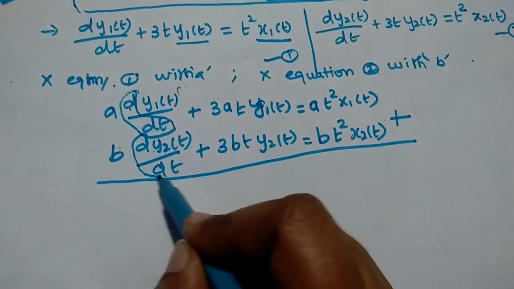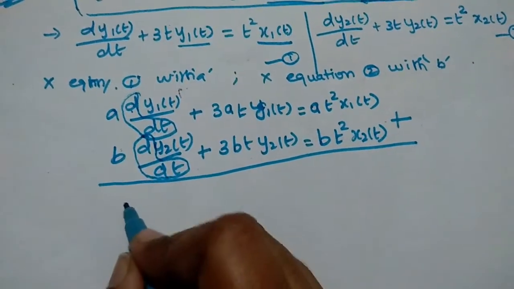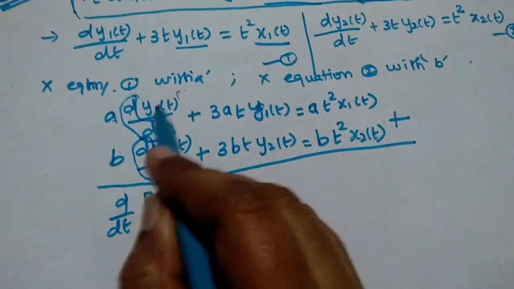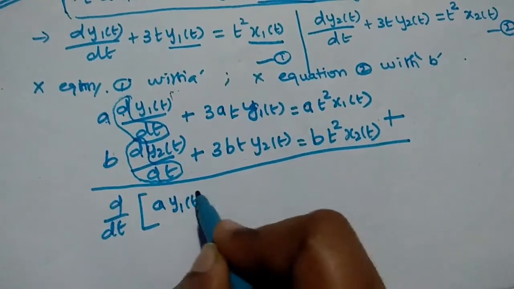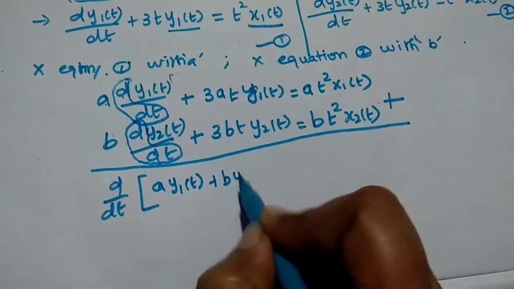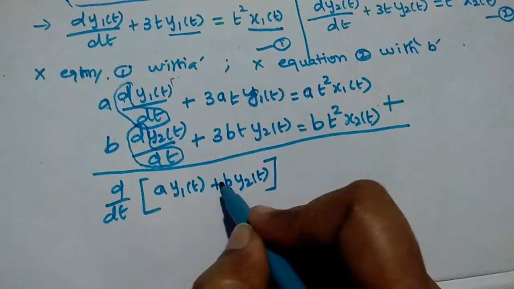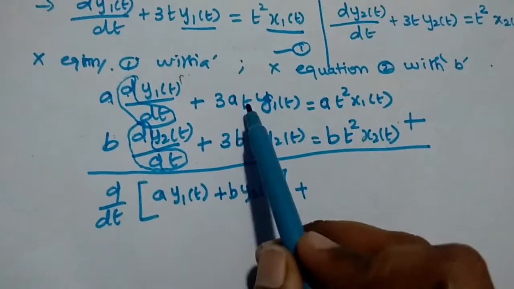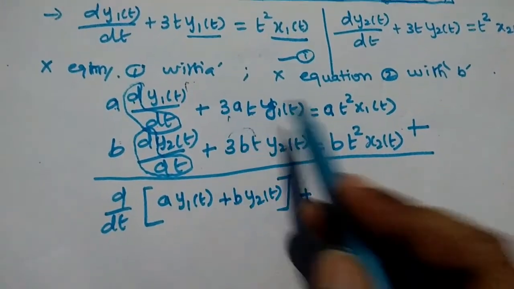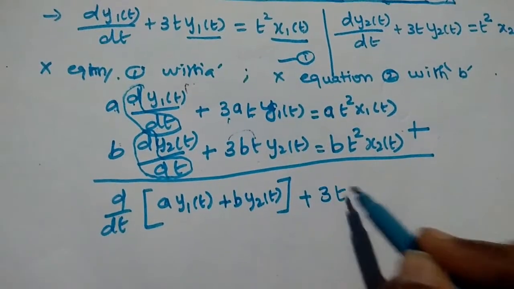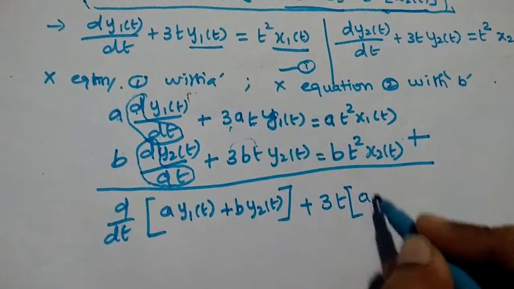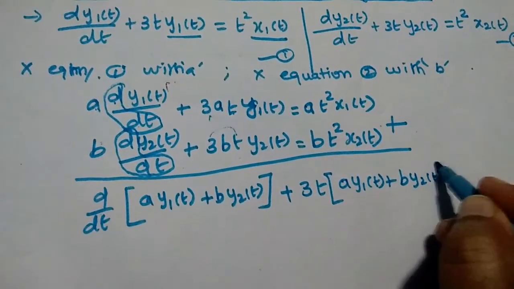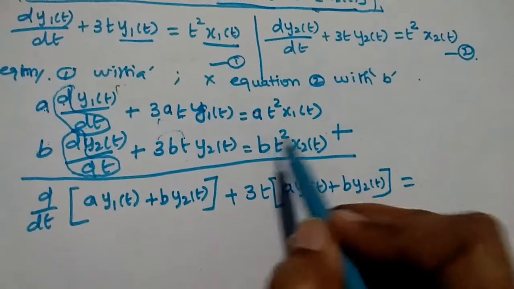Whenever we are adding, we take the common term. In this, d by dt is common. So what is the remaining term? a y1 of t plus b y2 of t. Correct. Then in this one, what are the common terms? 3t is common. So we can take this 3t outside and write the remaining term a y1 of t plus b y2 of t.